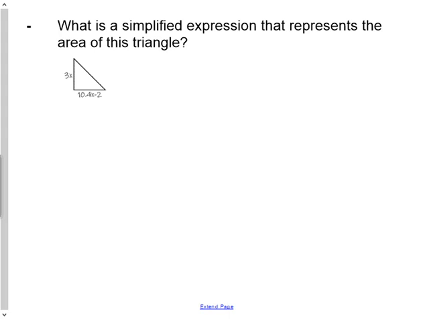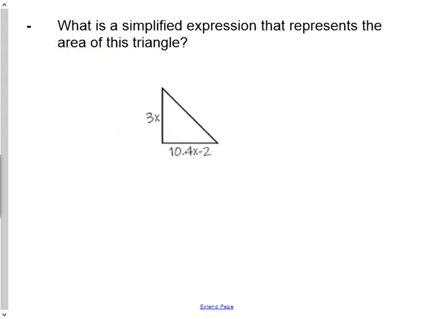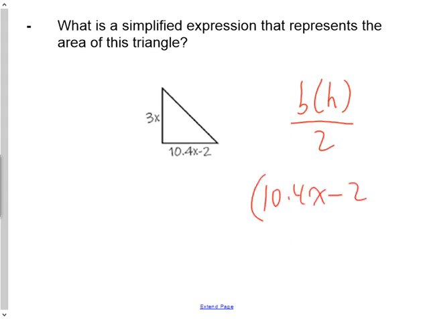Your next question. We have a triangle. And it says, what is the simplified expression that represents the area of this triangle? So, of course, area is base times height divided by 2. Or 10.4x minus 2, which is the base, multiplied by the height, which is 3x, divided by 2.